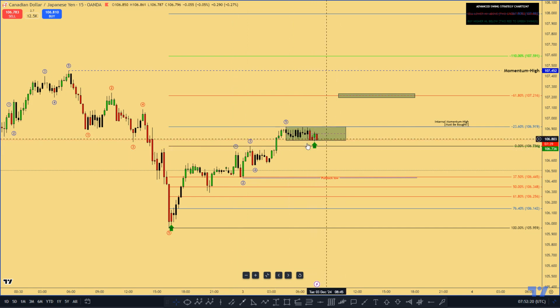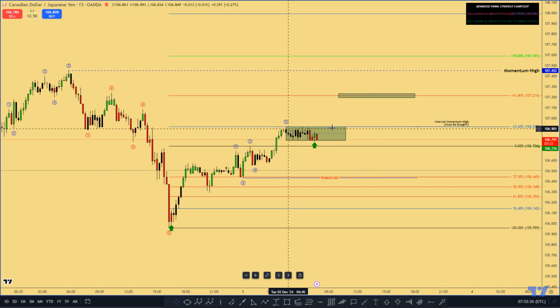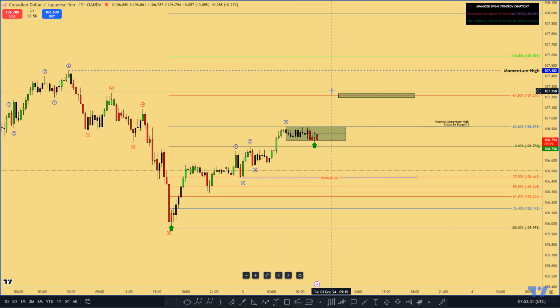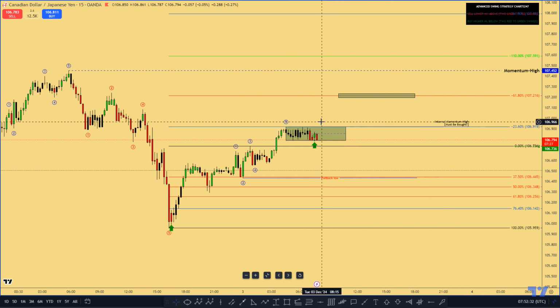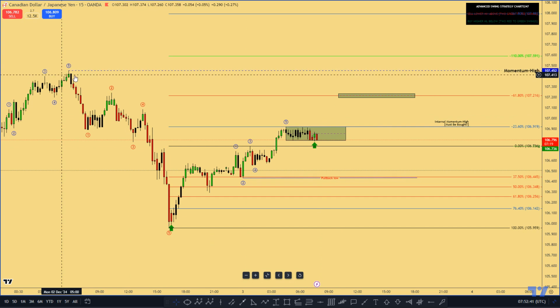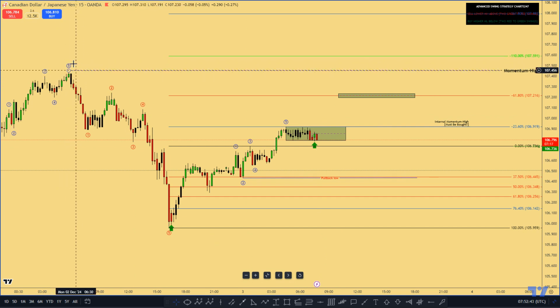So what I'm thinking is a break above the momentum high, the internal momentum high. That is technical. That follows the rule that we trade by. We can take that trade and use the pullback low here as a stop loss. The first target, however, is this momentum high here. We need to watch this area closely.